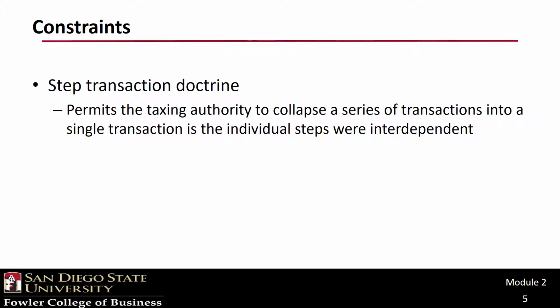So the step transaction doctrine allows the government to treat a series of steps as a single transaction. So if there were a number of steps that a taxpayer was going through to get from, let's say, point A to point B to point C, and point A to point B is tax-free, point B to point C is tax-free, but point A to C is taxable, then the government can come in and say, well, look, you always really meant to go from A to C to begin with.